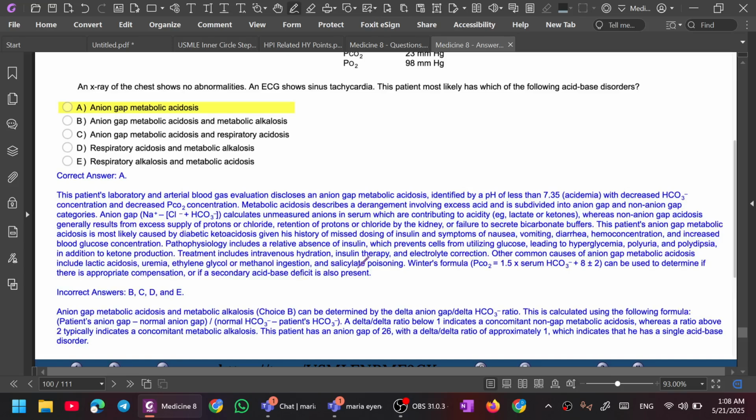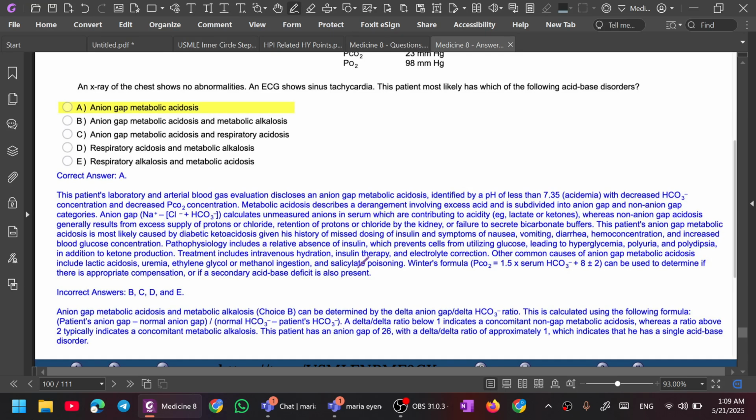This patient's anion gap metabolic acidosis is most likely caused by diabetic ketoacidosis, given his history of missed insulin dosing and symptoms of nausea, vomiting, diarrhea, hemoconcentration, and increased blood glucose concentration.